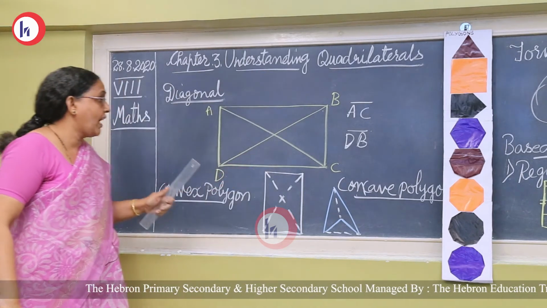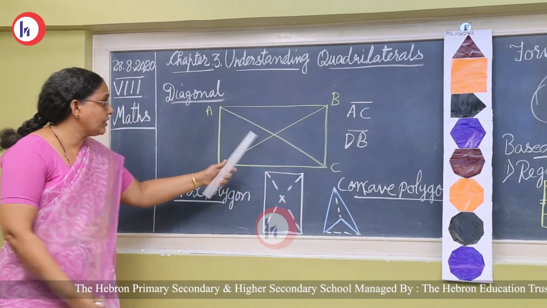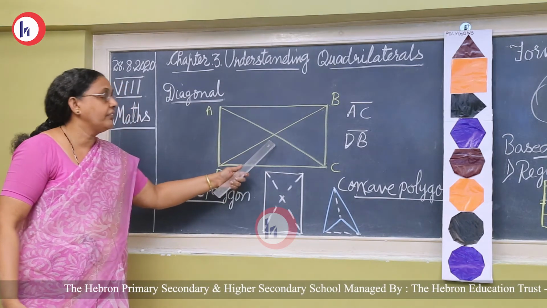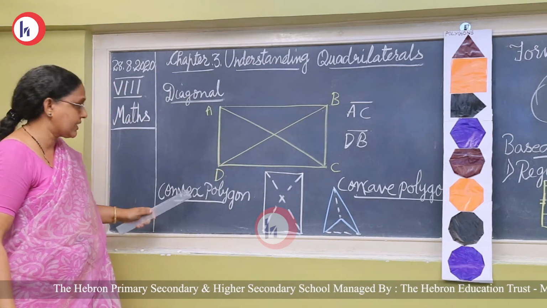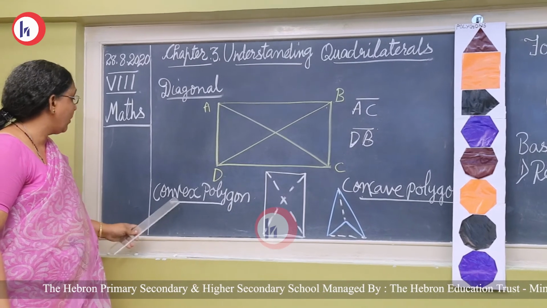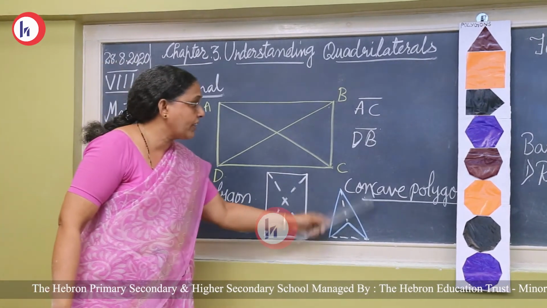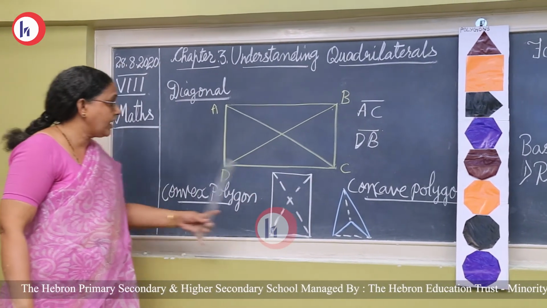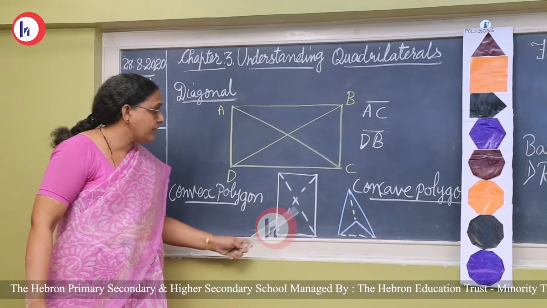Now you can see that according to the nature of the diagonals, polygons can again be classified. We call them a convex polygon and a concave polygon. Now look at the figure very carefully. You can see that there is a difference between them.